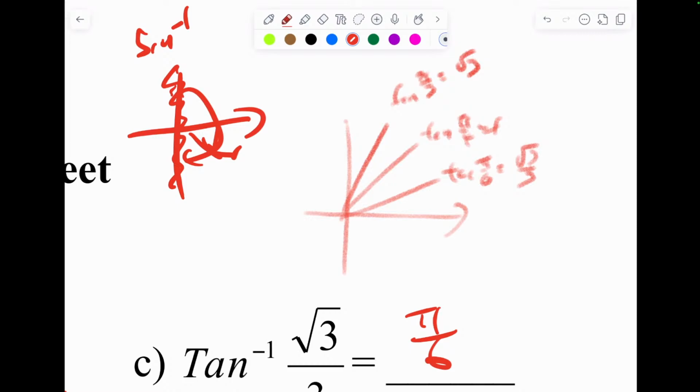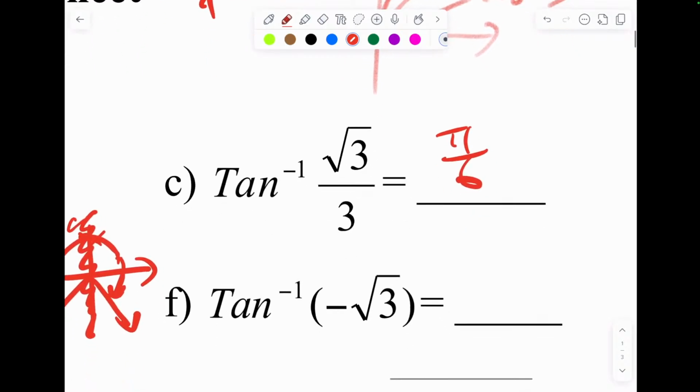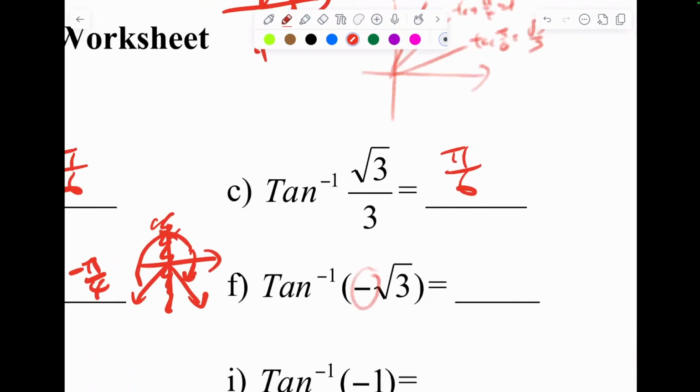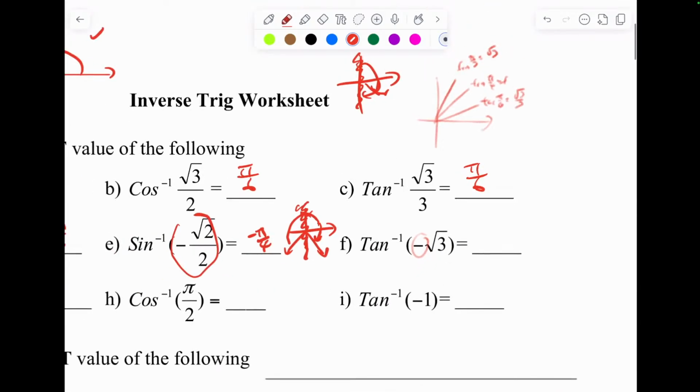Pi over 3, but it's going to be negative. So tan inverse is going to be negative on which quadrant? It's not the first quadrant. Pi over 3 is in the first quadrant. So what would it be? What will be the radian on the fourth quadrant that has the same reference as pi over 3? Well, negative pi over 3. Yeah, excellent. That's a good choice.